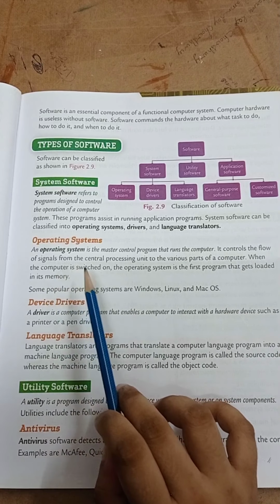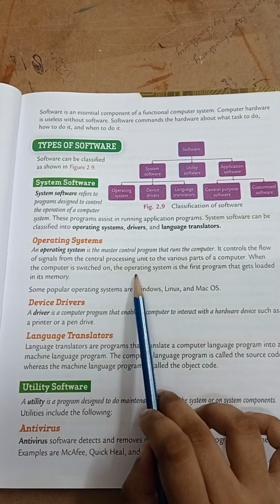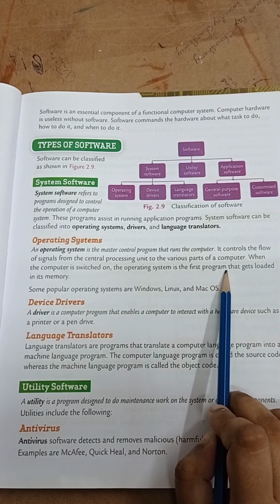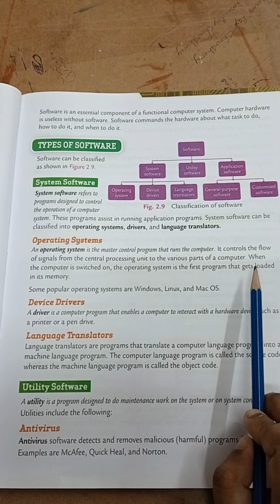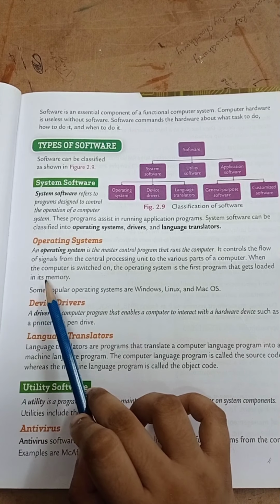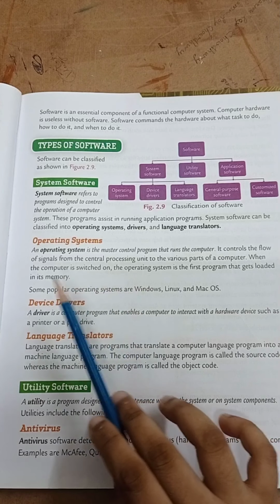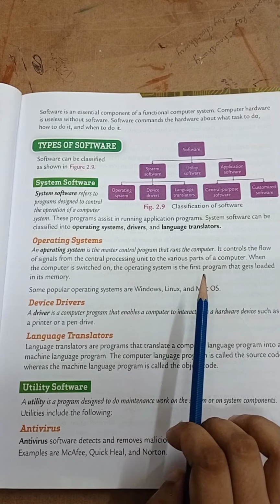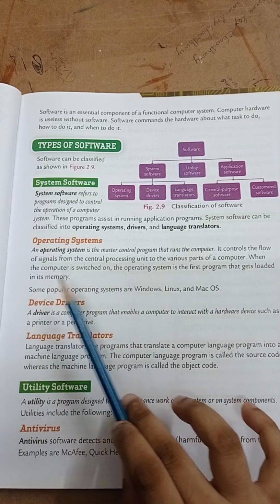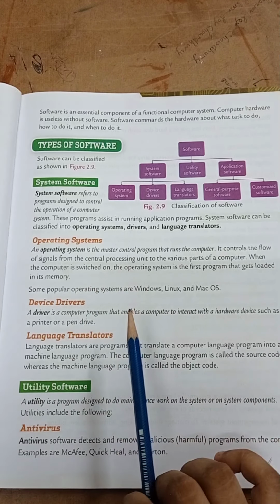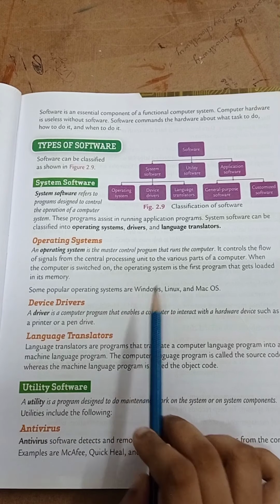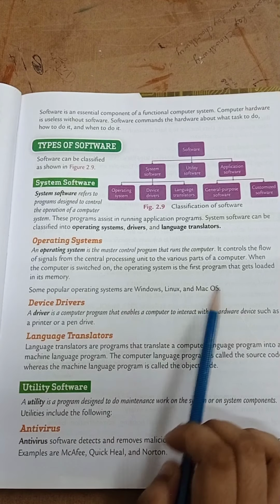When the computer is switched on, the operating system is the first computer program that gets loaded in its memory. So when we switch on the computer, the operating system is the first program that gets loaded into the computer's memory. Examples of operating systems are Windows, Linux, Mac OS.